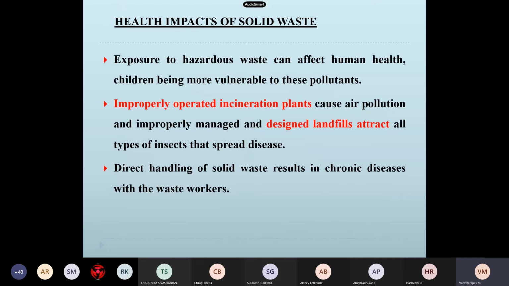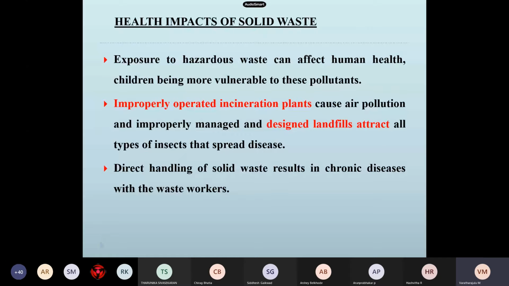And the health impacts of solid waste. Yes, the exposure to hazardous waste can affect human health, even children being more vulnerable to those pollutants. Importantly, what happens when we have a small incineration plant, it affects the insects. Through that, the insects spread disease to human beings.